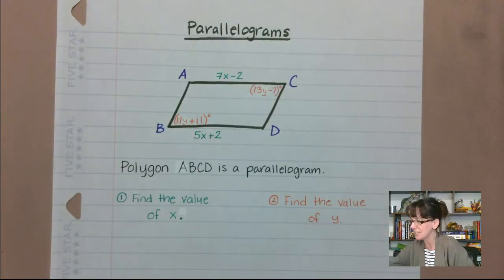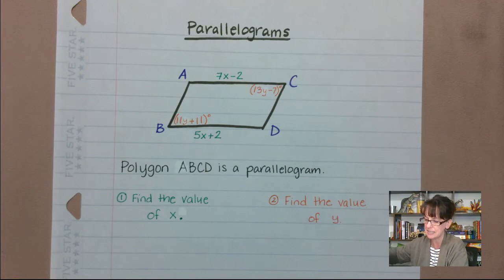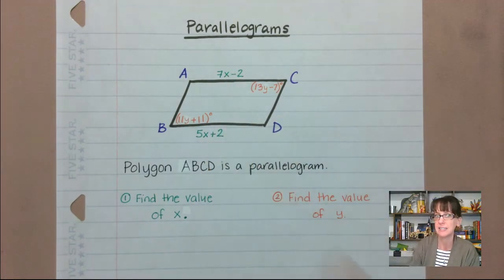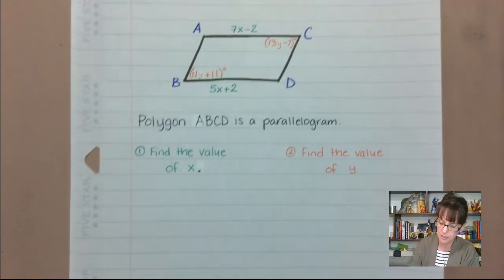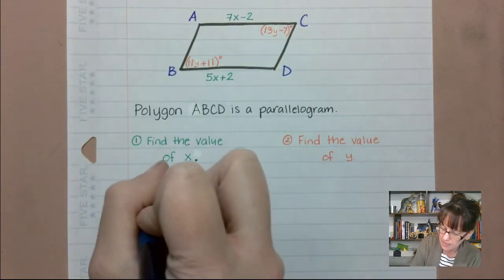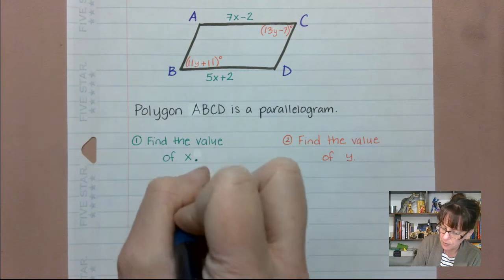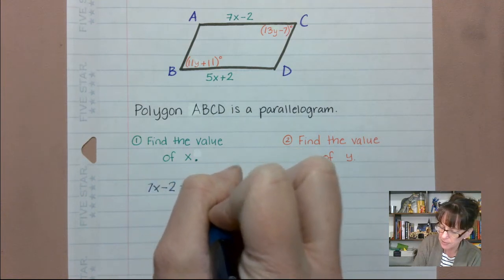Because we know that information, to solve for x, to find the value of x, all we have to do is set these sides equal to each other. So let's go ahead and do that. We say 7x minus 2 equals 5x plus 2.